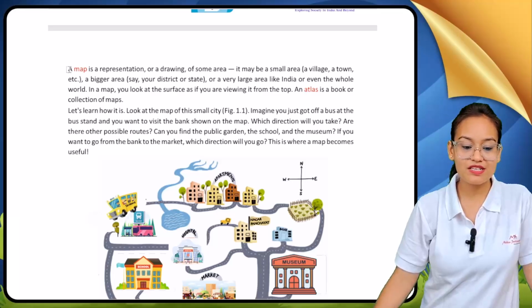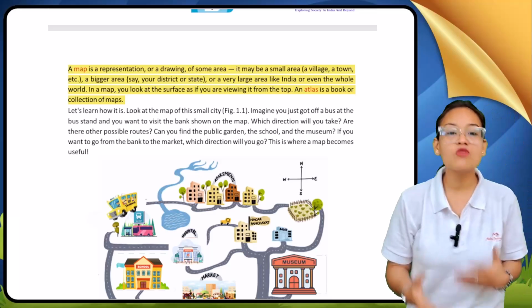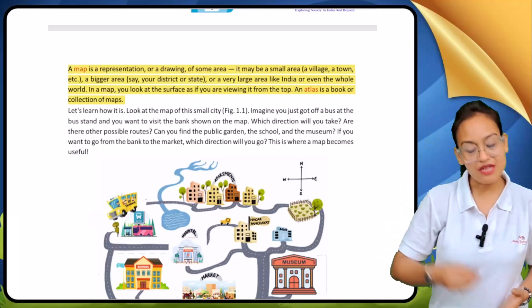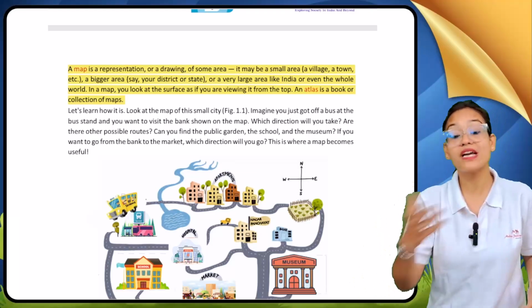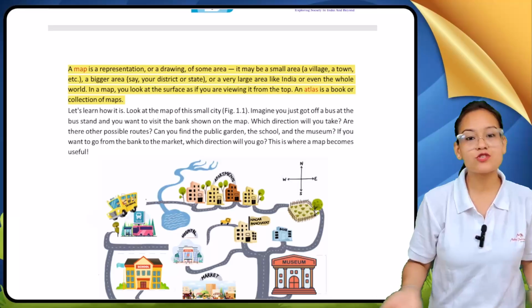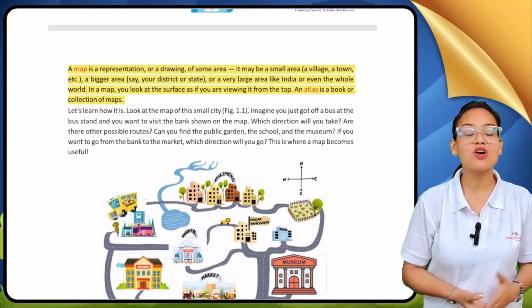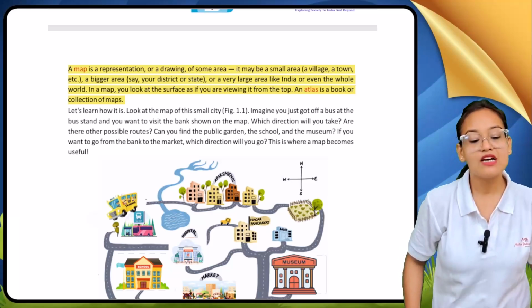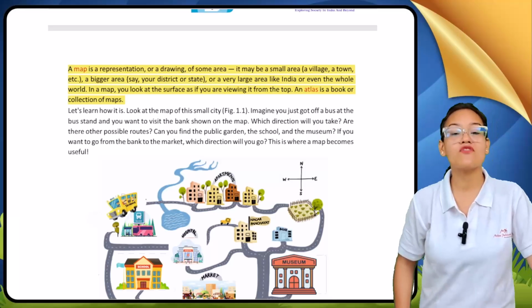Here you can see, a map is a representation or a drawing of some areas. It may be a small area, maybe a village area, a town area, etc., or a bigger area, say our district and our state, or a very large area like India or even the whole world. So what is the meaning of map? Map is a representation of our planet Earth.